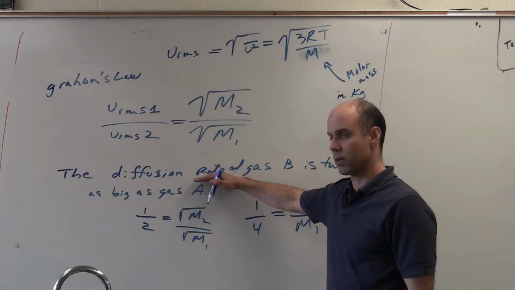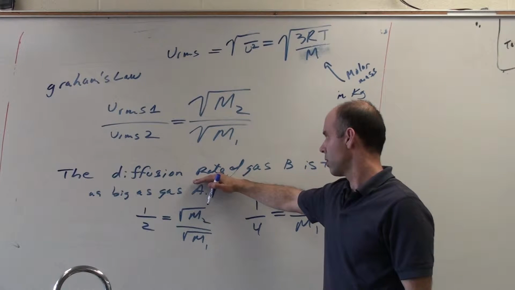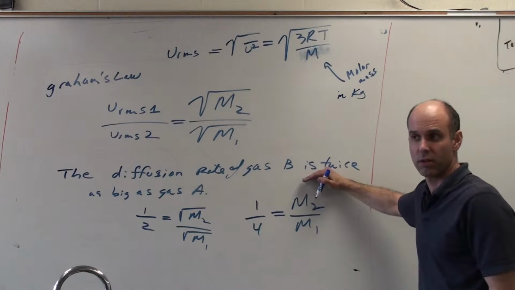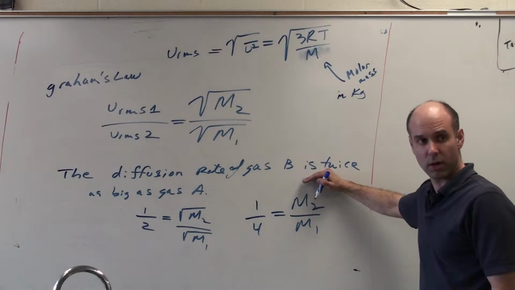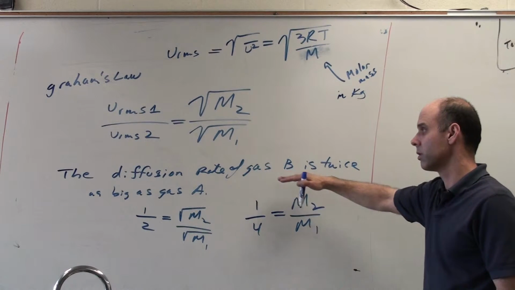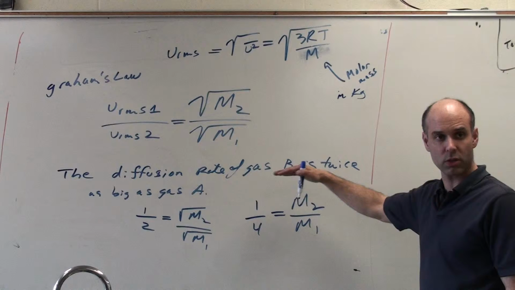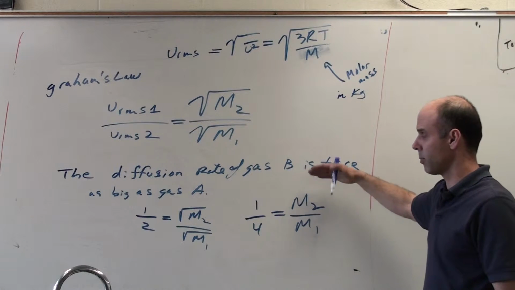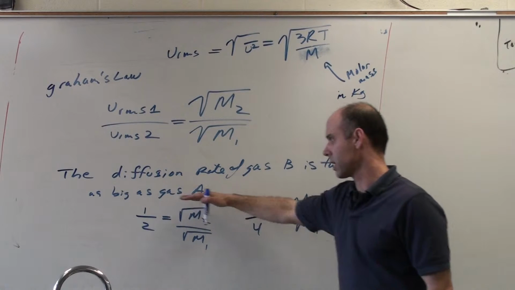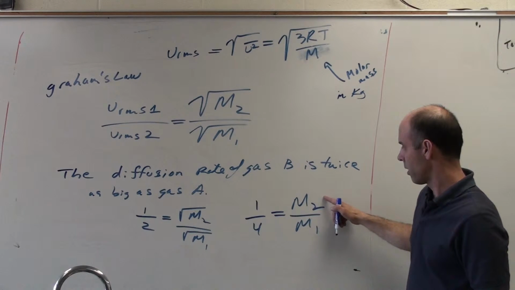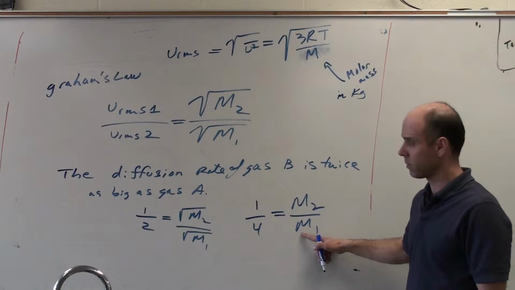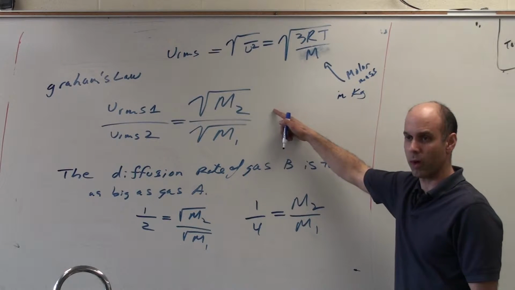Well, think about this. They're at the same temperature. Gas B diffused faster. Okay. So A is going to be bigger because a lighter gas is going to move quicker through the tube. A heavier gas is going to move slower if they're at the same temperature, and they are. But how much bigger is gas A? Well, 4 times as big, 4 times the mass, because it gets squared.